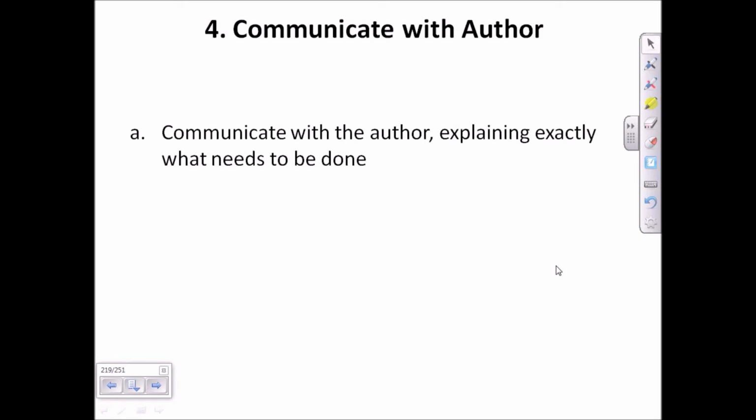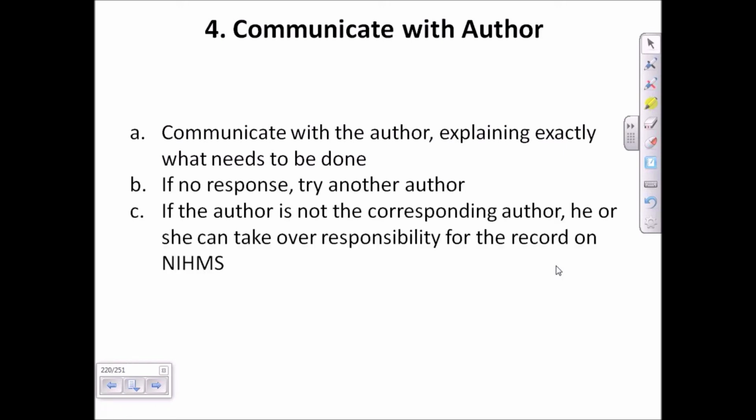The next step after you identify an author that you can work with is to communicate with that author and just politely say, this is what needs to be done. The issue was, you forgot to pay the fee. You didn't realize it was a Method B journal or Method D journal. Here's the fee. Or if you don't want to do that, you can use the Method C and submit it to NIHMS. If the author doesn't respond, you could try another author on the list who might be more responsive to you. If the author is not the corresponding author, he or she can take over responsibility for that paper.